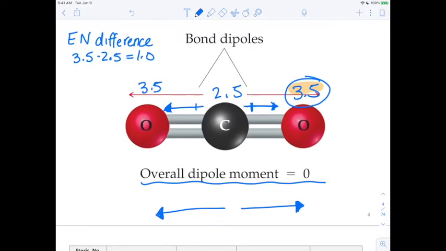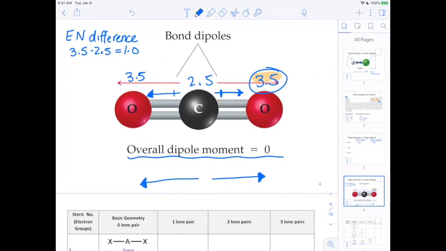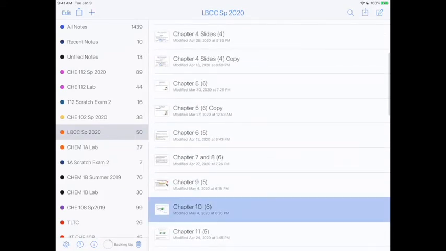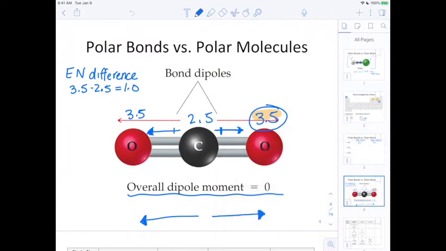Uh-oh, frozen iPad. Sorry, frozen iPad. Give me just a sec. There we go.